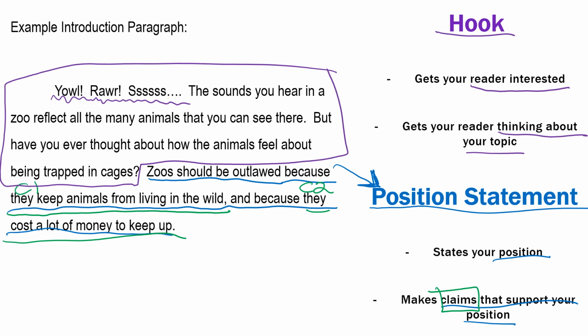And then check out this question they ask to get us thinking about the topic. But have you ever thought about how the animals feel about being trapped in cages? Now they've got me thinking about their topic. Is it fair for them to be in the cage? So now I'm interested in thinking about the topic and ready to understand their position statement.